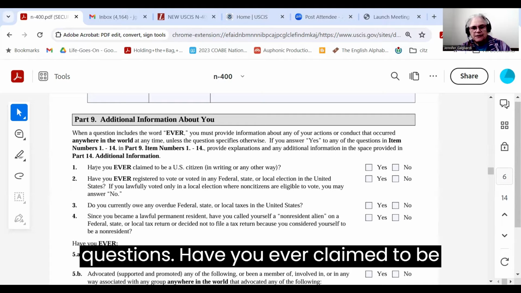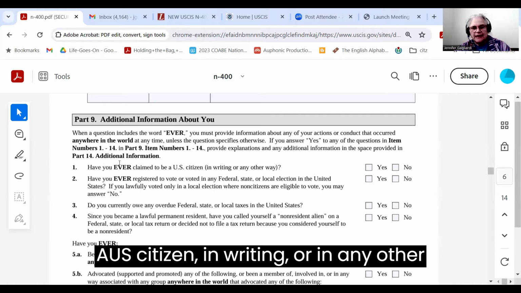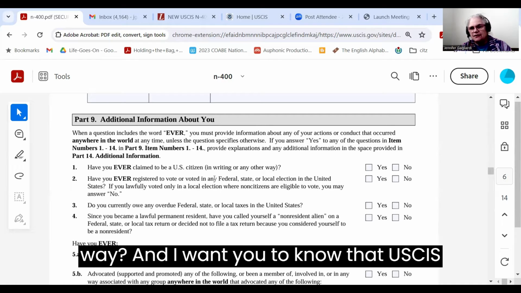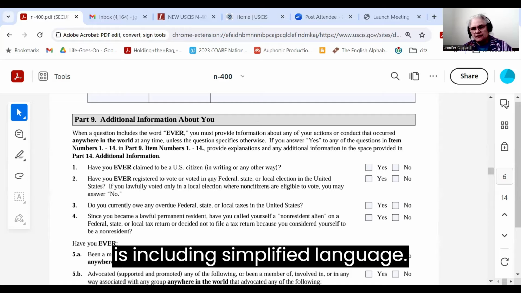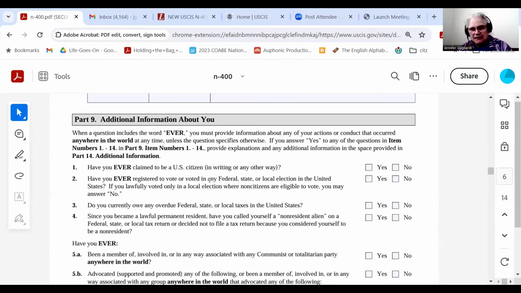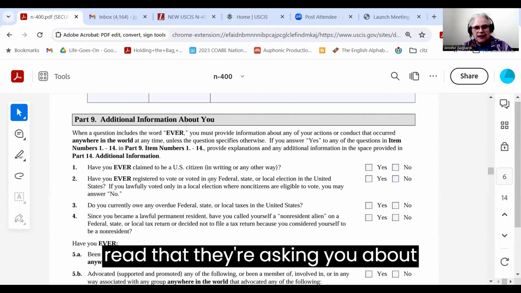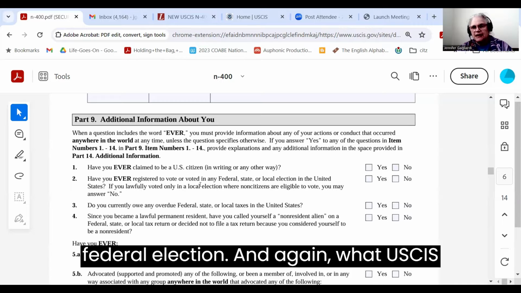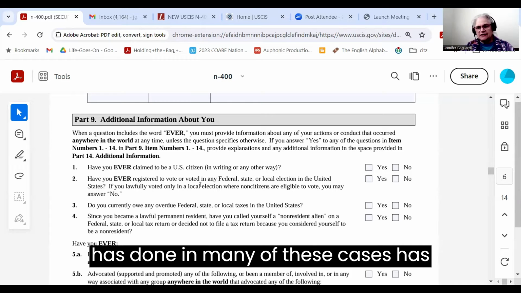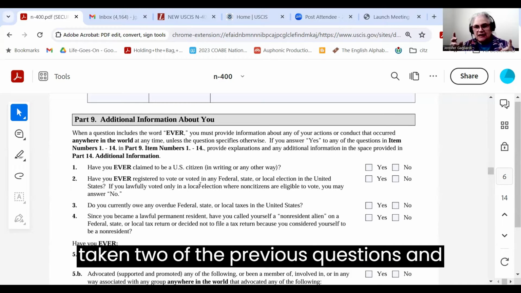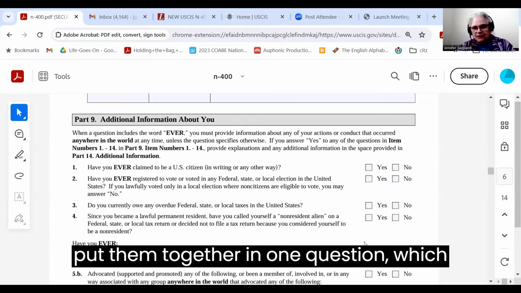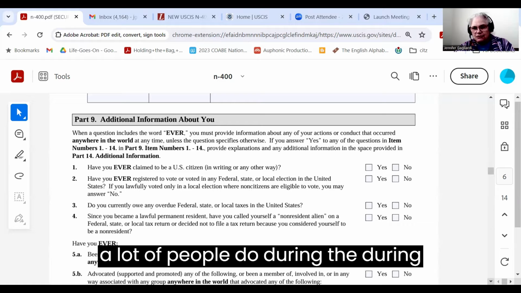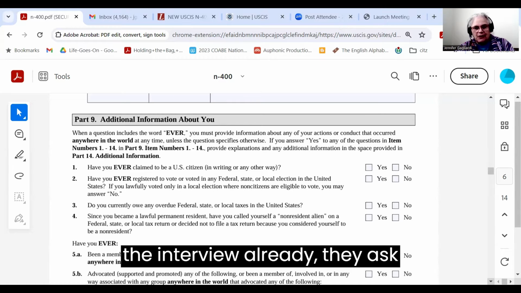Have you ever claimed to be a U.S. citizen in writing or in any other way? And I want you to note that USCIS is including simplified language in these parentheses, so make sure you read that. They're asking you about registering to vote or voting in a federal election. And again, what USCIS has done in many of these cases is taken two of the previous questions and put them together in one question, which a lot of people do during the interview already.